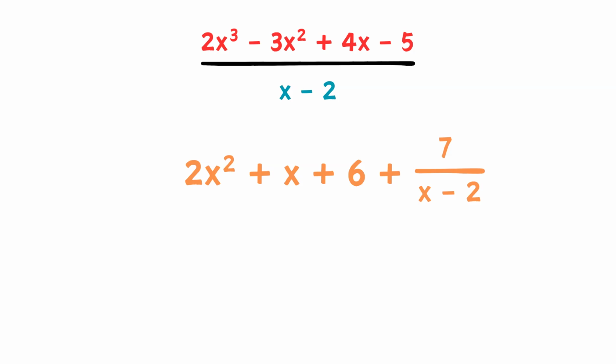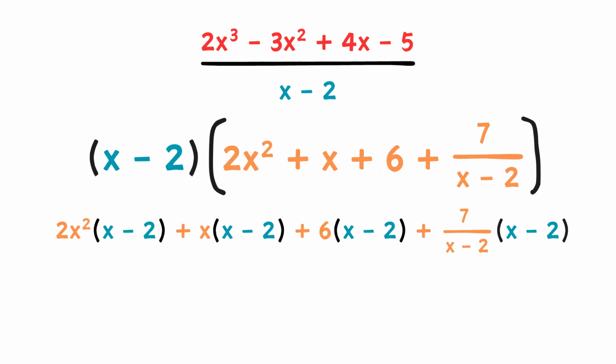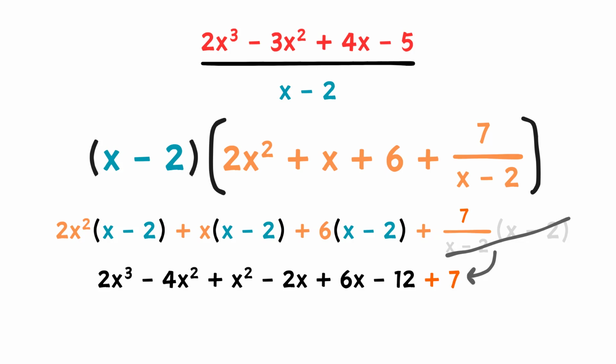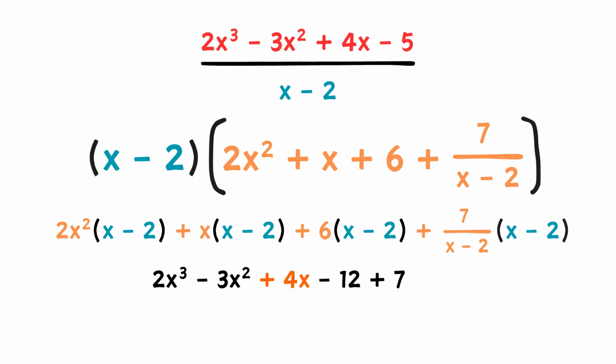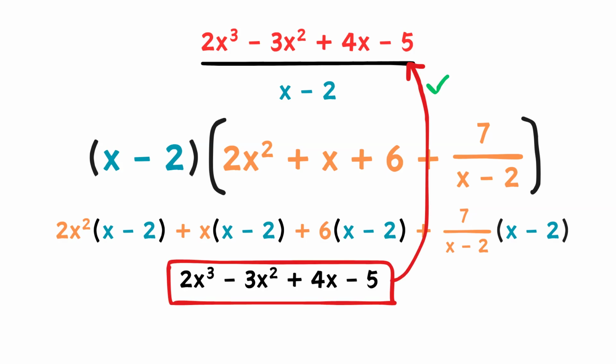We can double check our answer by multiplying it by our divisor. We can expand our expression by distributing the x minus 2, and now we distribute for each term. 2x cubed minus 4x squared minus 2x, 6x, minus 12, and 7. To combine like terms, we add the -4x squared and the x squared, which gives us -3x squared. We can also combine the -2x and 6x to give us 4x, and we can add the 7 to -12, which is -5. And our simplified expression matches the original dividend.